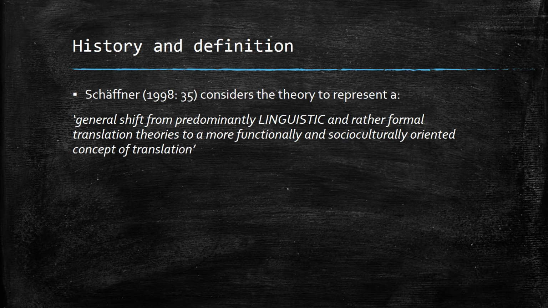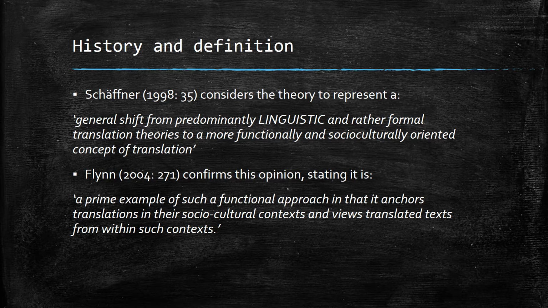So, Schäffner considers the theory to represent a general shift from predominantly linguistic and rather formal translation theories to a more functionally and socio-culturally oriented concept of translation, and this is backed up by Flynn, who confirms this opinion, stating it is a prime example of such a functional approach in that it anchors translations in a socio-cultural context and views translated texts from within such contexts. So we're really talking about a translation that is in the context of the reader, of the target audience.